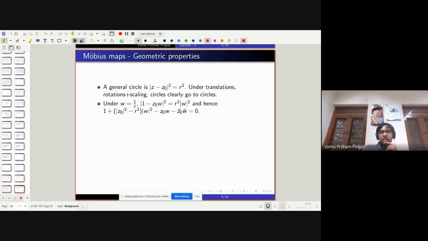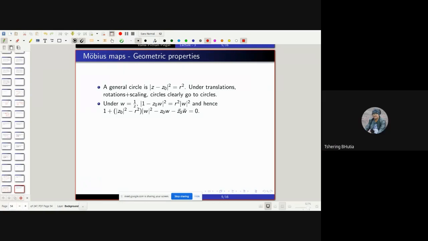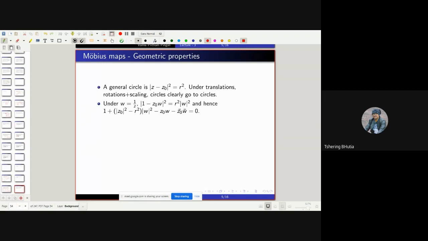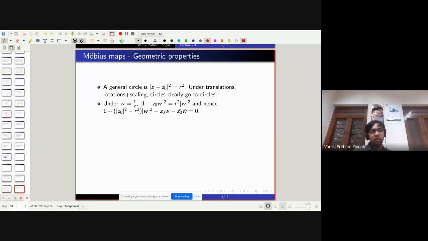So what is this equation? What does it represent? How does one figure out what geometric object this equation corresponds to? So how does one do that? If mod z naught equals r, then it represents a line. Otherwise, it will represent a circle. Right. And how do you figure it out?